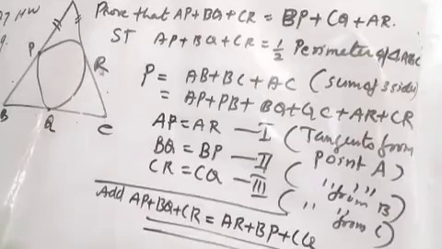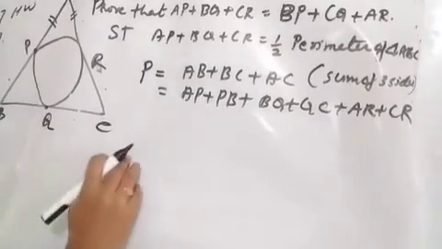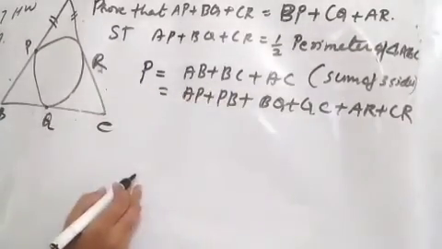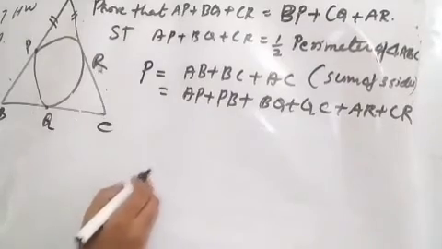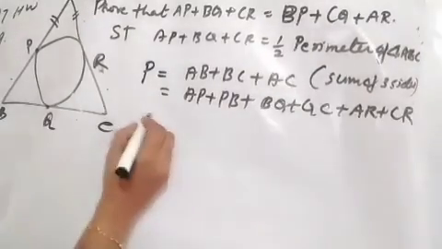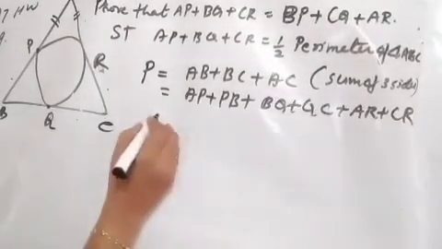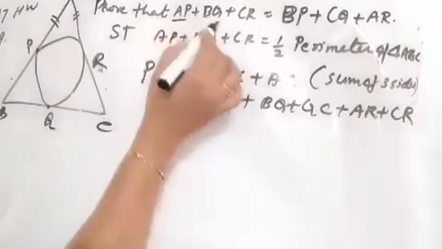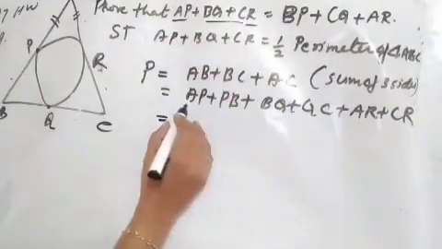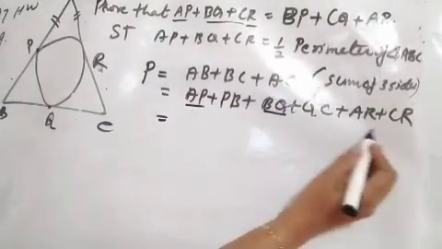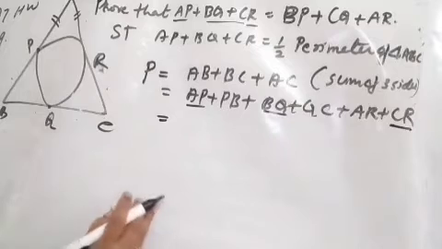Let us solve this. To prove the second part, we know the perimeter is AB plus BC plus AC. That is the sum of AP, PB, BQ, QC, AR and CR. Let us replace AP plus BQ plus CR.